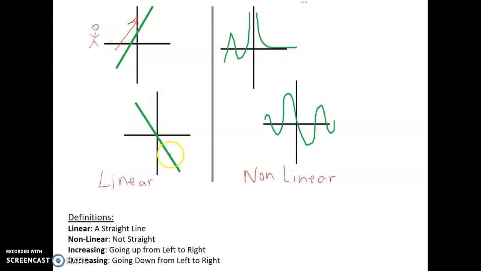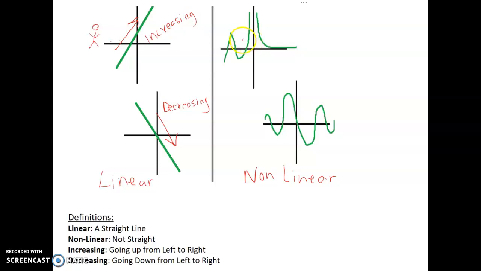On this line, from left to right, it is going down. So we're reading them from left to right, so that means this one is decreasing. Okay, so the top one is increasing, and the bottom one is decreasing.